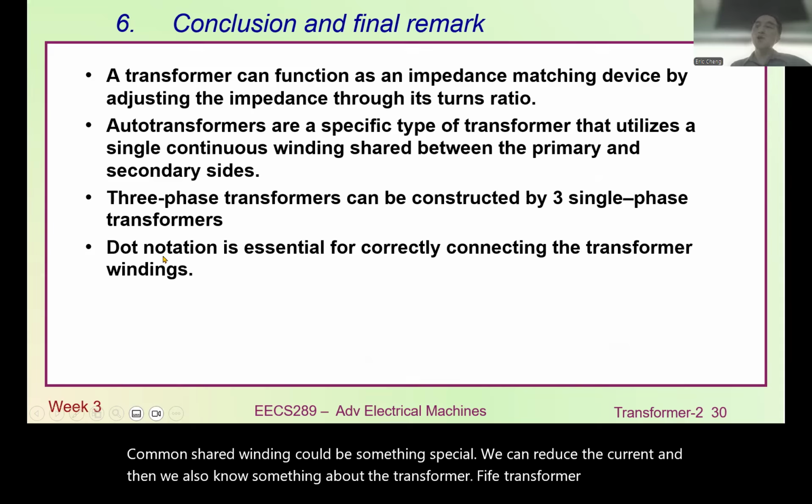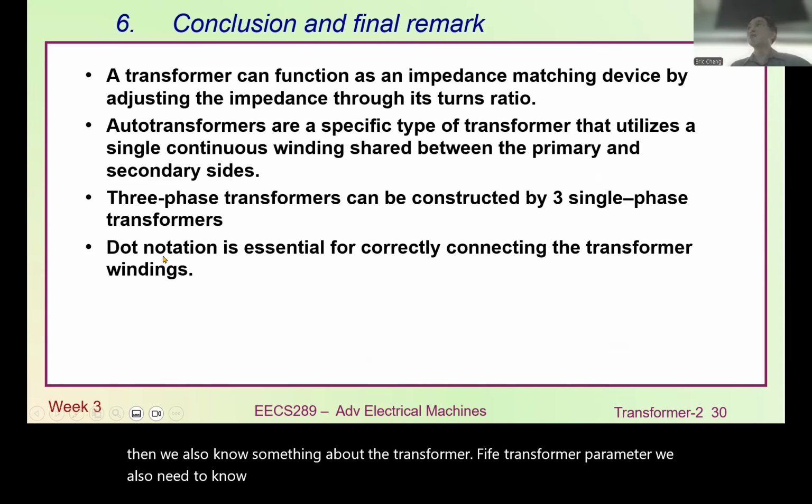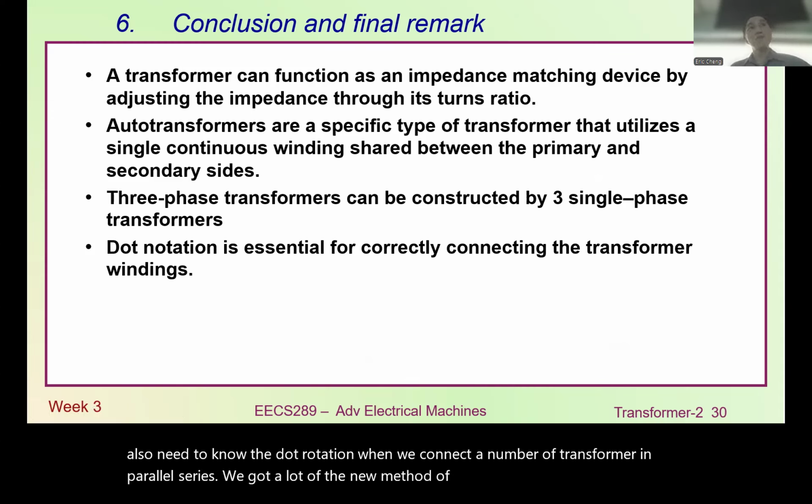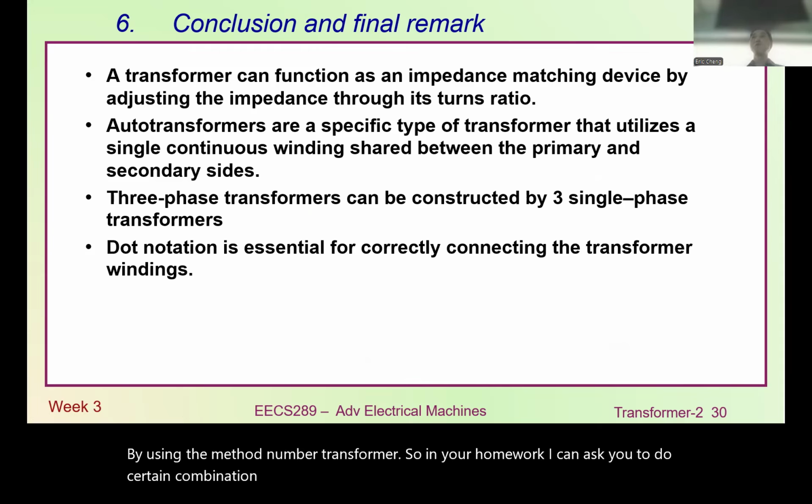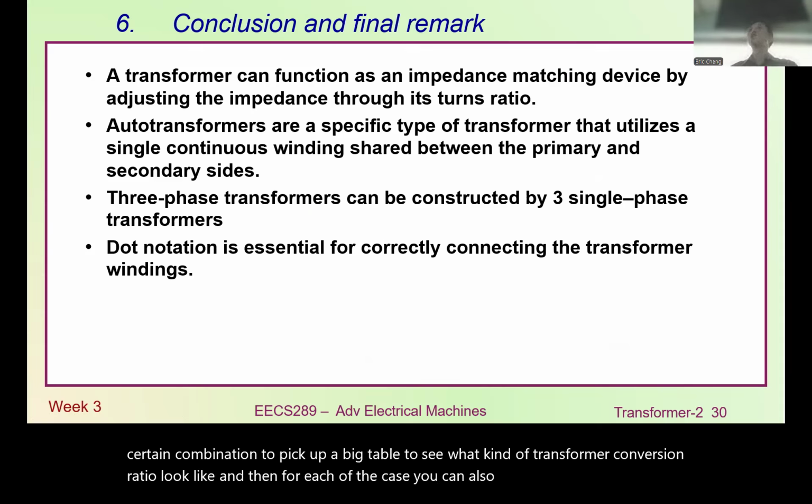We also need to know the dot notation. When we connect a number of transformers in parallel and series, we got a lot of new methods of voltage conversion ratio by using a limited number of transformers. So in your homework, I can ask you to do certain combinations to build up a big table to see what kind of transformer conversion ratio look like. And then for each of the cases, you can also see that the current will be different.